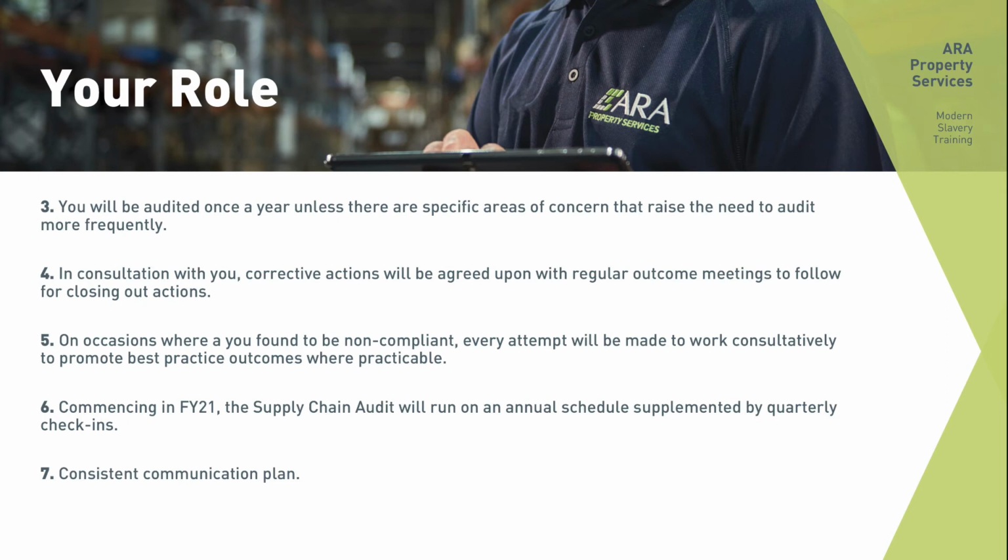However, where a supplier clearly demonstrates lack of commitment to the ARA Supplier Code, this may result in permanent contractual remedies being adopted. Commencing in financial year 2021, the SCA will run on an annual schedule supplemented by quarterly check-ins. Continuous communication plan and our support to address any concerns we may have regarding labour conditions. For more information about forced labour, please watch the short video.